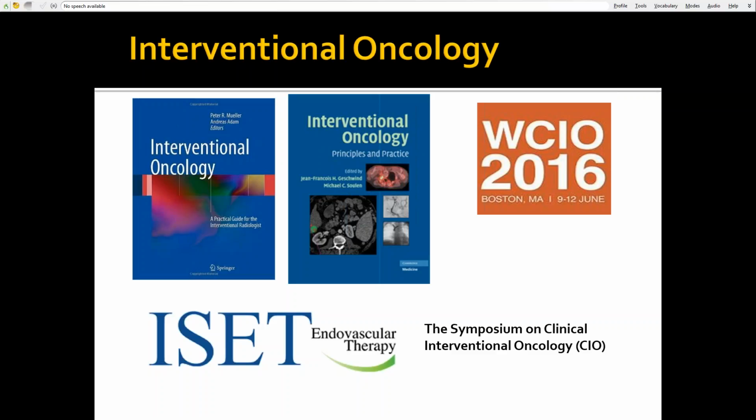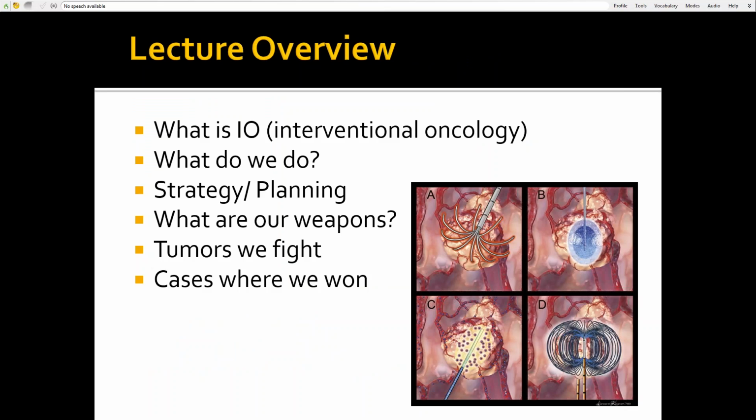All the big meetings are now having symposiums on the interventional oncology component. So it's a very exciting field to be in at the moment. So in general, what is interventional oncology? What is it that we do? What is it we look for? What kind of patients do we see? So we're going to go through a little bit about the field itself. We'll go through some of the tools.